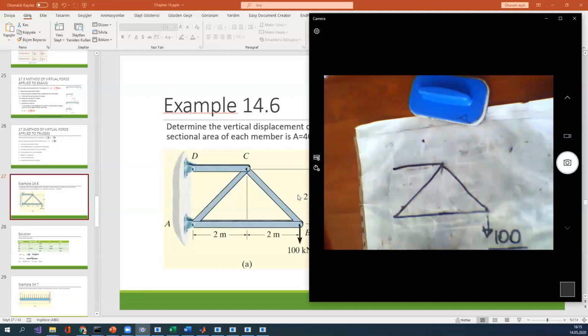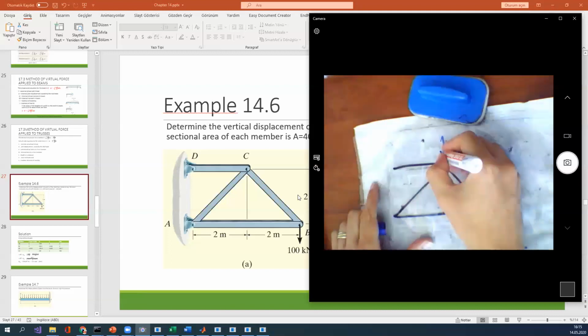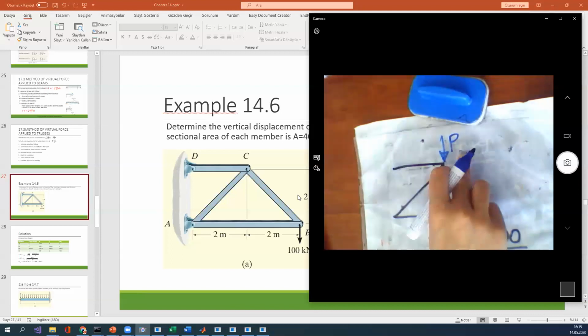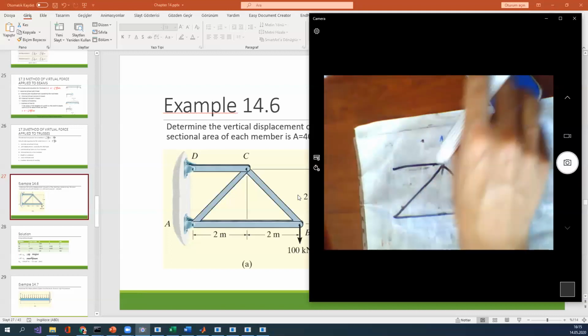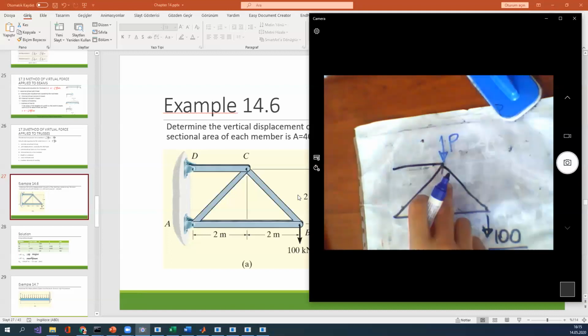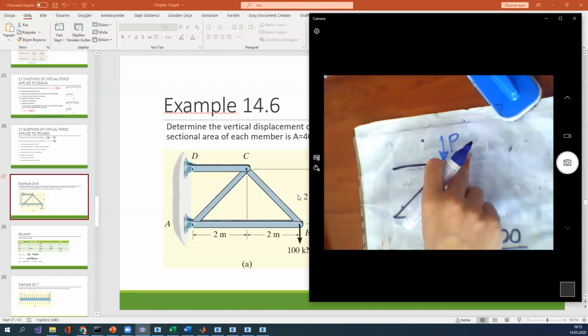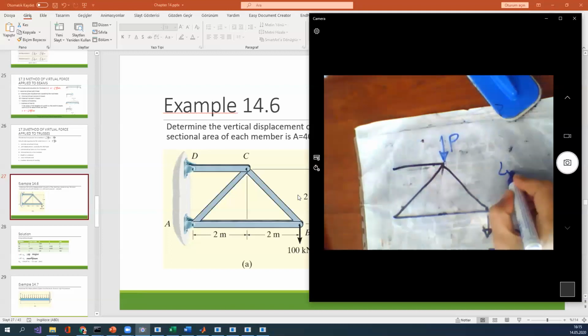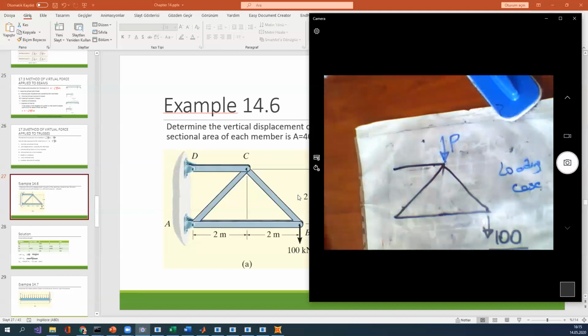Additionally, the question asks for the vertical displacement at point C. Therefore, I want to put a P in here. The point load is available. Is there any normal force point load in here? You don't need to put a P in here, but there's no loading at point C. Therefore, I want to put a point load. Okay. This is my loading case.